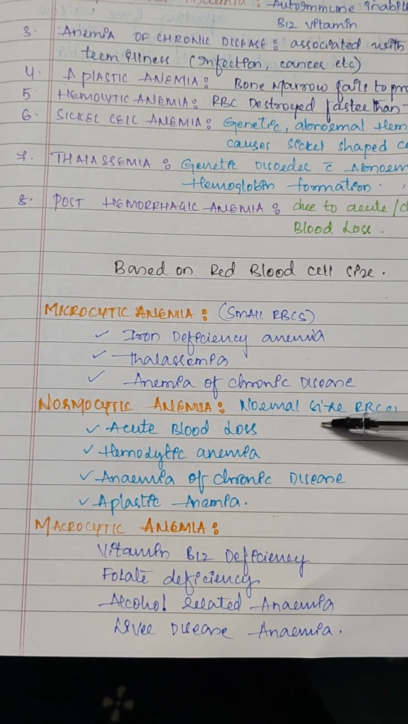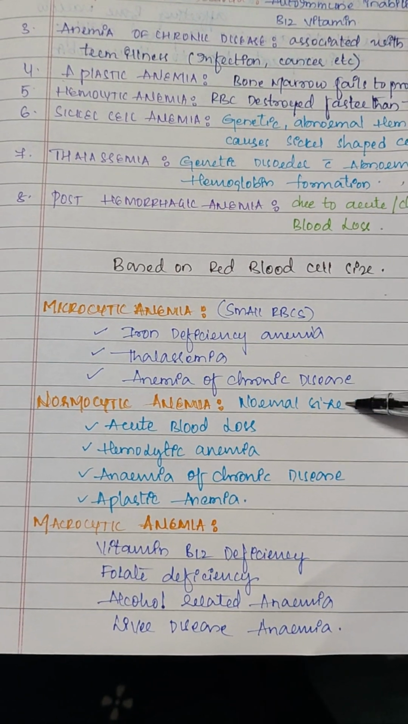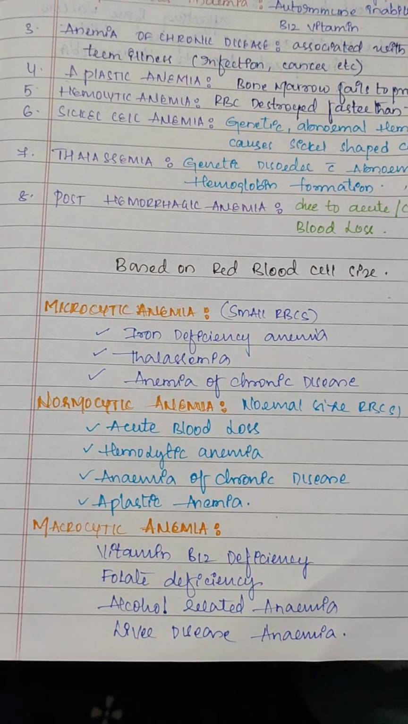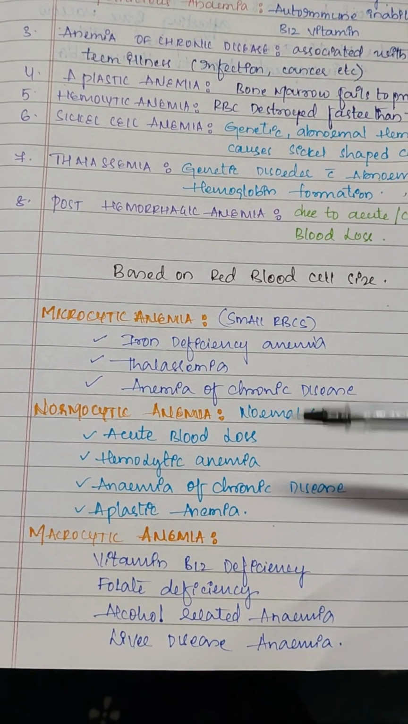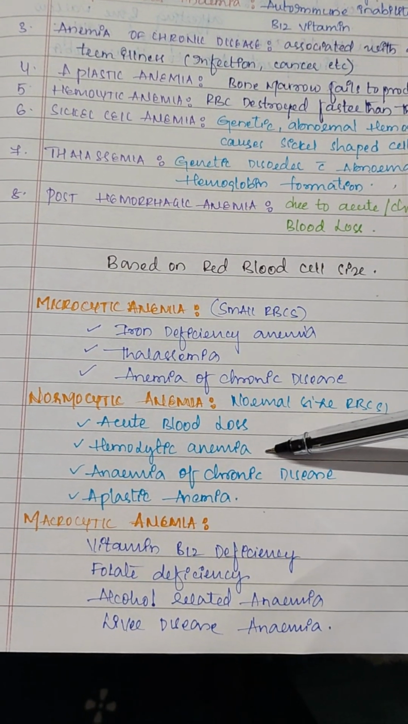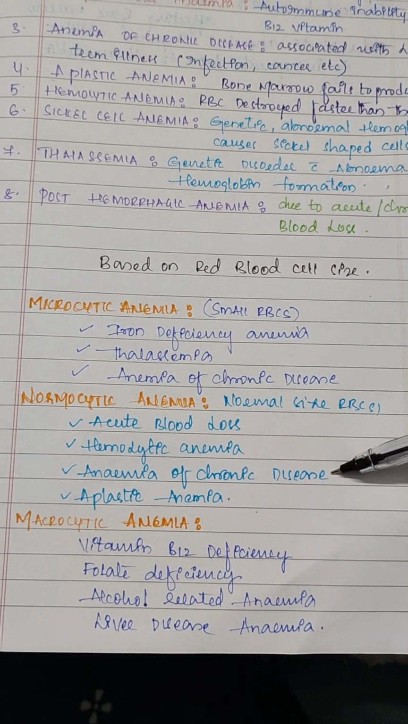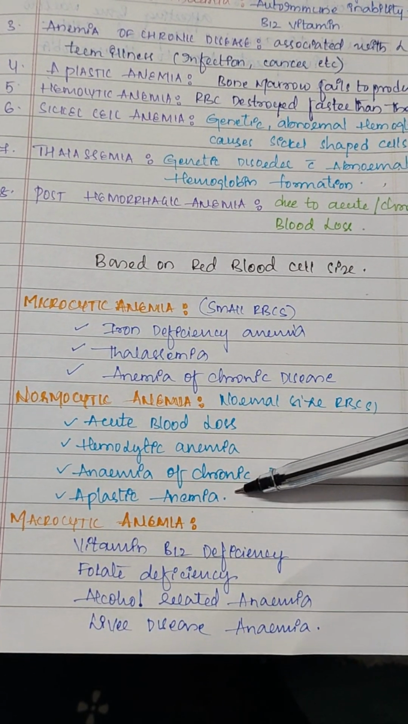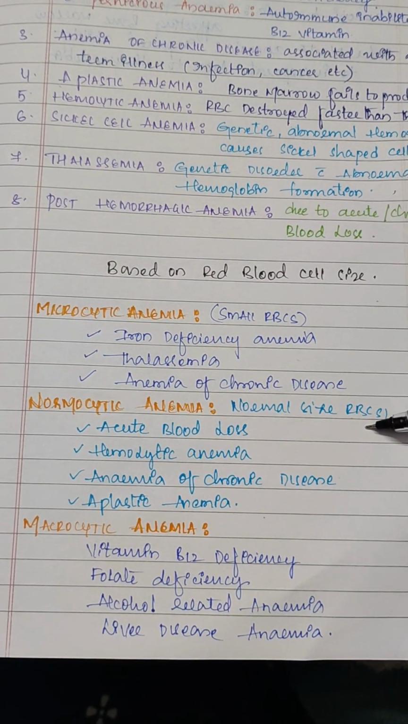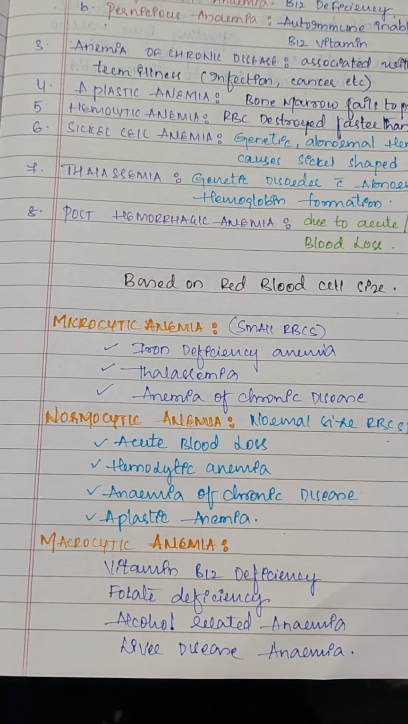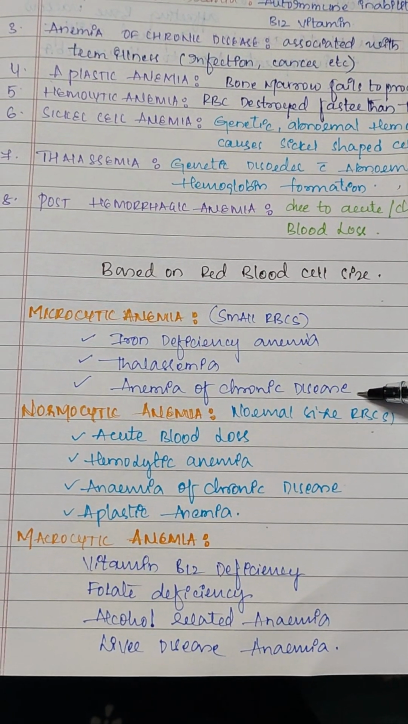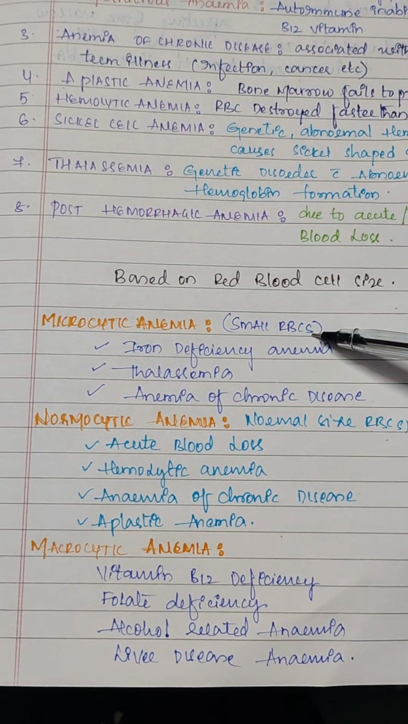Here the red blood cells are in normal size, but the anemia is caused because of acute blood loss, hemolytic anemia, chronic disease or aplastic anemia. So these cause anemia even though the RBCs are in normal size. But iron deficiency anemia, thalassemia, and anemia of chronic disease have small RBCs.